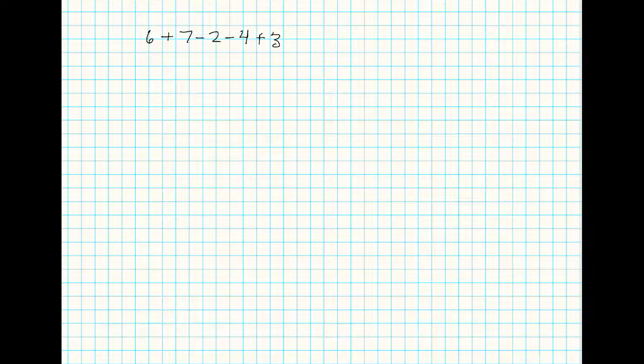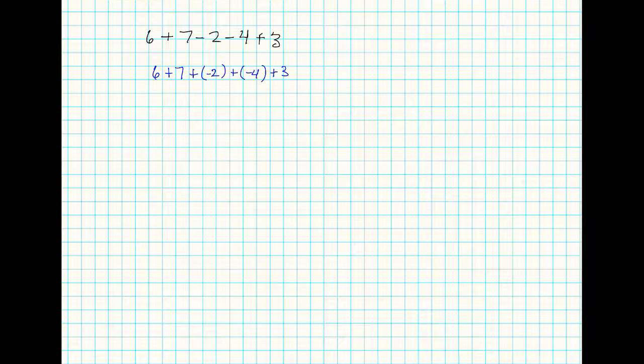So, as we've seen before, though, subtraction can be taken to mean the addition of the opposite. So we could see this as the same as 6 plus 7. Subtracting 2 is the same as adding negative 2. Subtracting 4 is the same as adding negative 4. And then plus 3. And when you have all addition, we found with the commutative property of addition that it doesn't matter what order you add things in, you always get the same answer.